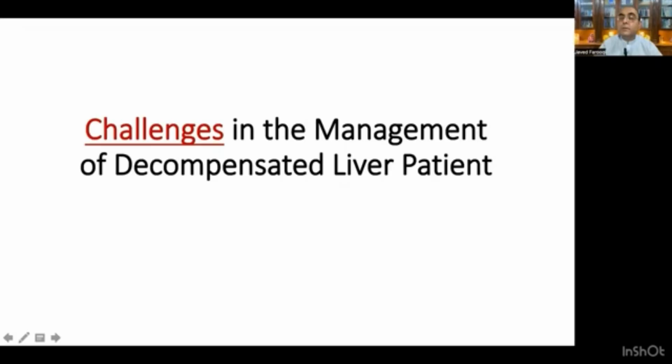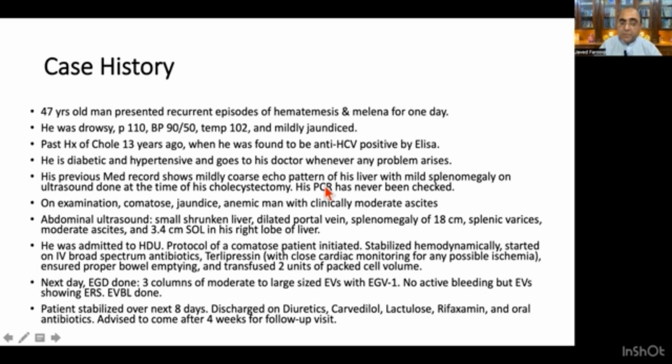In this part, we shall find out what are the challenges in managing decompensated liver cirrhotic patients and what are the ways and how to overcome these challenges. So, in this part, we are going to find out what are the challenges in our day-to-day clinical practice and how to overcome these challenges in the management of decompensated liver patient.